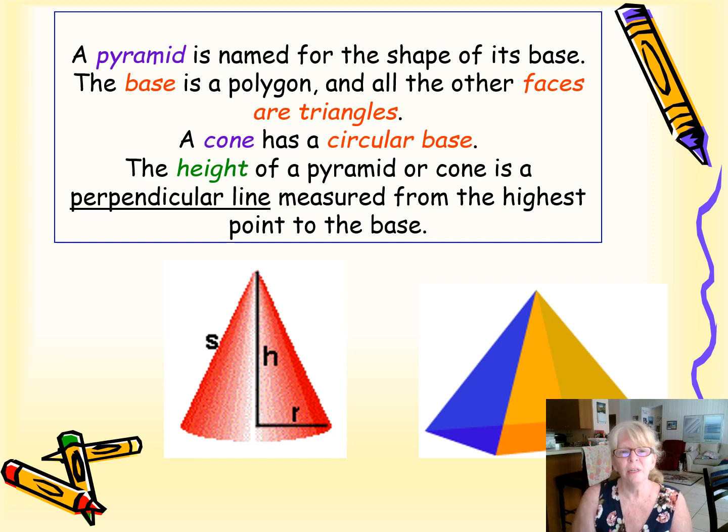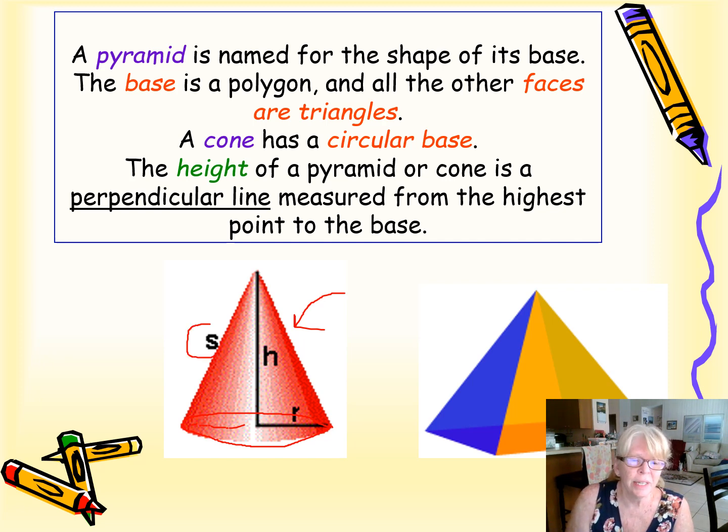So now we're going to look at the cone. The cone has a circular base. Here is your radius, and here's your height. That's all you need. Now, this I'm not going to go into. This S is called slant height. It's a little different, and I'm not even going to worry about that. You'll get that later, okay?